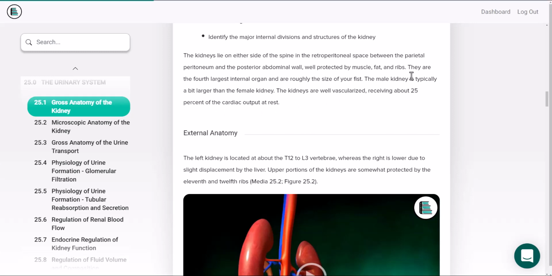We'll take a look at where the kidneys are located. Yes, they are largely protected, but not as well as some other organs, and we'll take a look at that in a moment.